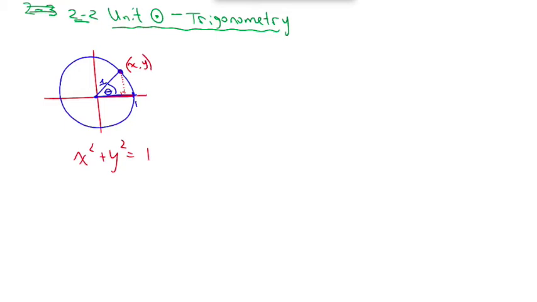Will it always equal 1? If it's a unit circle. If it's a circle with radius 2, then it would be 4. It's r squared.